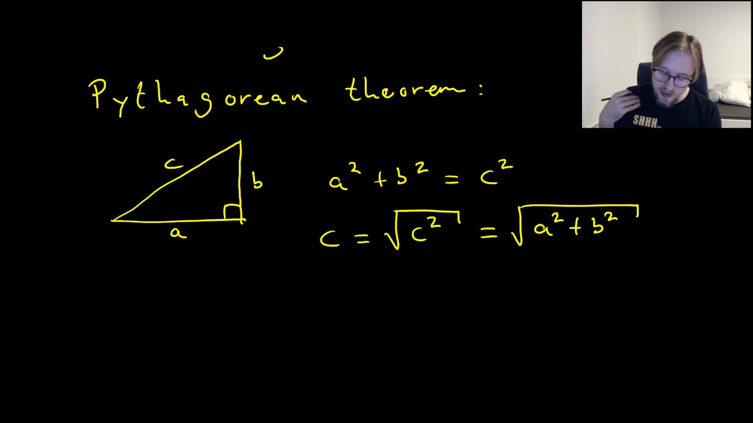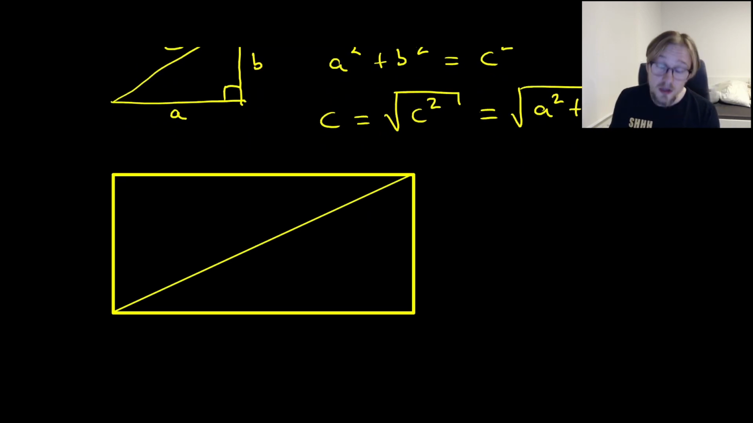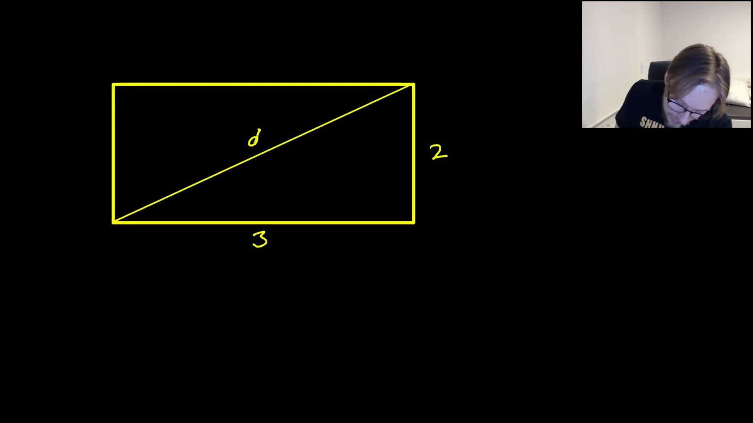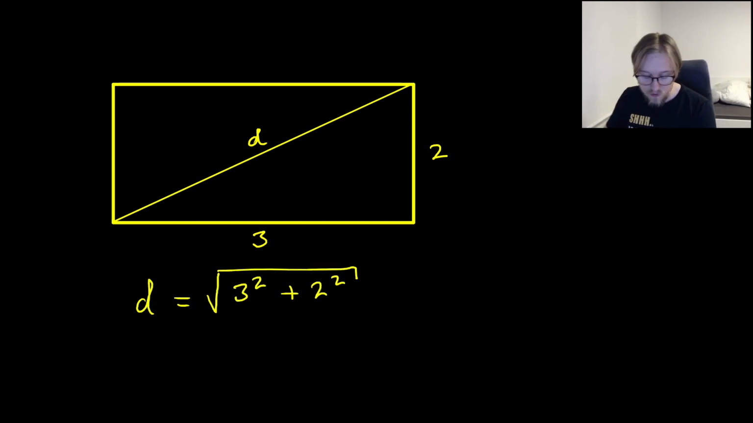So let us apply this to the rectangle that we have above. So for this rectangle, we had two sides. One was 3, the other was 2, and we're interested in calculating the length of the diagonal of the rectangle. So if we denote the diagonal length by d, then we can use the Pythagorean theorem, because we have a right-angled triangle here. So d is the square root of the sum of the two sides of the triangle squared. Or in this case, the diagonal length is the square root of the sum of the two sides of the rectangle squared. So we can calculate what this is.